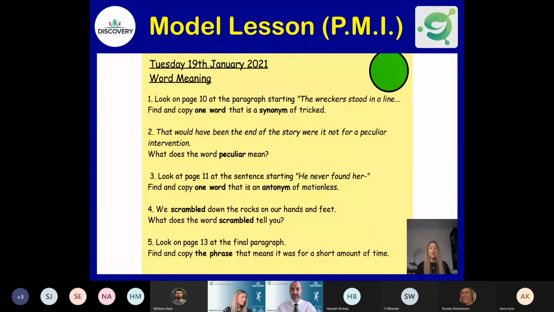Okay, so now it is your turn. You have got 5 word meaning questions to have a go at. So number 1, look at page 10. You need to look for the paragraph and you're looking for synonyms again. Now, and the second one, you're looking at what does the word peculiar mean. I've put it in the sentence here for you. Number 3, you're looking for an antonym. So if you remember, an antonym is a word that is the opposite.